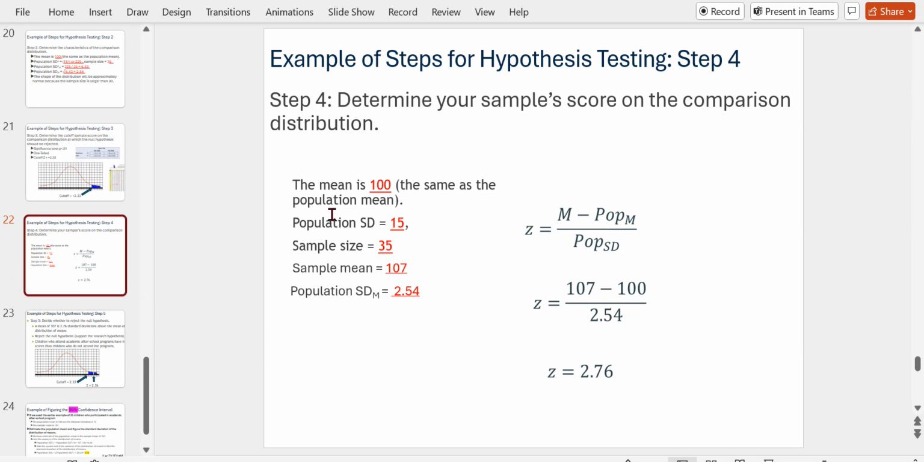And step 4 is everybody Z it up. So there's your Z, there's your mean minus the mean of the DOM, and there's the standard deviation of the DOM. So 107, that's your sample mean, minus 100, which is the mean of the DOM, all divided by 2.54, which is the standard deviation of the DOM. And we get a Z value of 2.76.